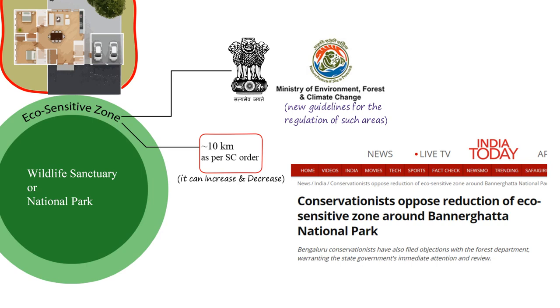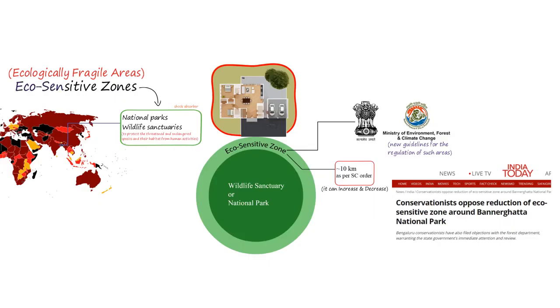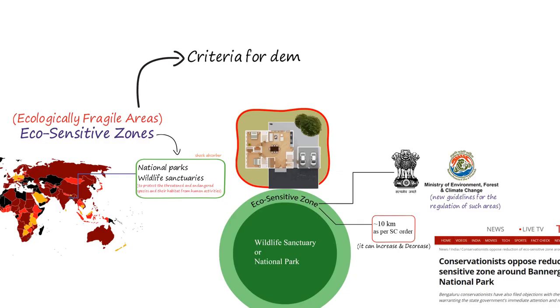Anyhow, the basic aim is to regulate certain activities around national parks and wildlife sanctuaries, so the negative impacts on the ecosystem can be minimized. But it is also true when these areas come in the way of development, the government can reduce the land area. Now that we know what an eco-sensitive zone is, it's time to understand what are the criteria for demarcating such area. In other words, on what basis the government defines an area as an eco-sensitive zone.